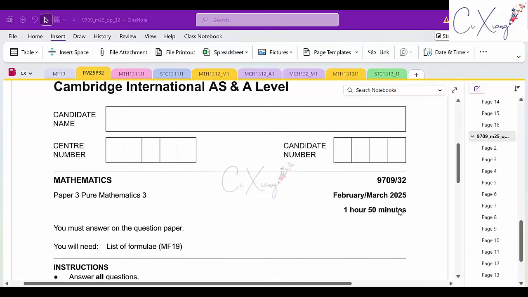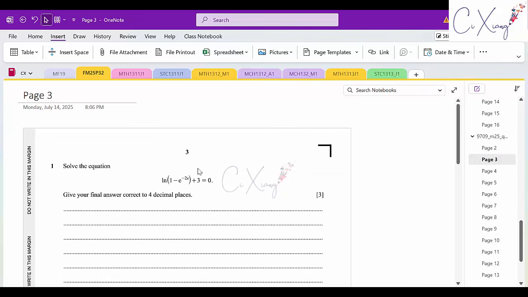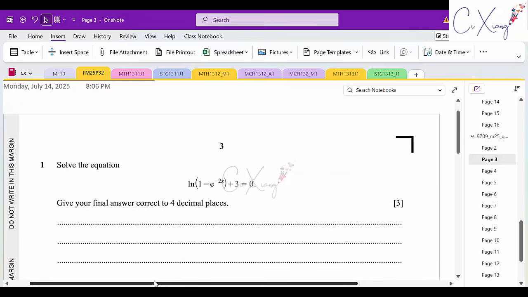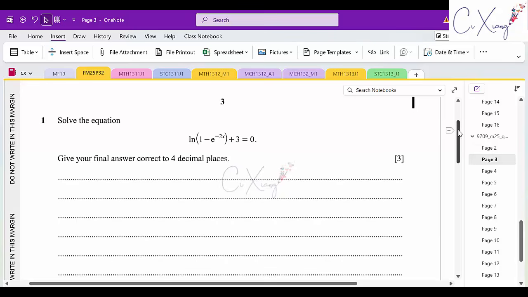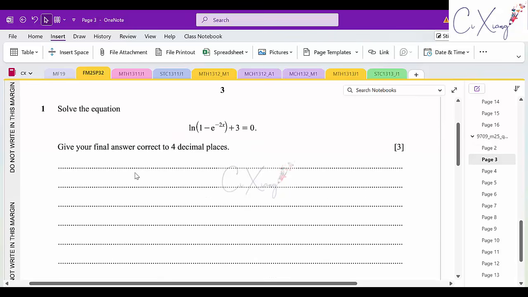So everyone, for this video, we'll be discussing the February-March 2025 Pure Mathematics 3, Paper 3-2. So let's start with question number 1. Okay, so they want us to solve this equation, and then our answer should be correct to 4 decimal places.